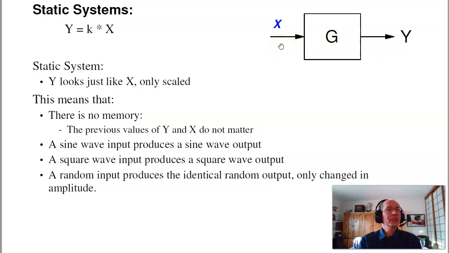What that means is there's no memory in the system. The previous values of x and y don't matter. All that matters is the current value of x to tell you what the current value of y is. What that means is sine in gives you sine out, square wave in gives you square wave out, random number in gives you random number out. Again, they're exactly the same.